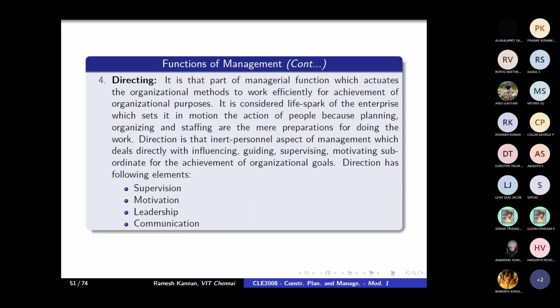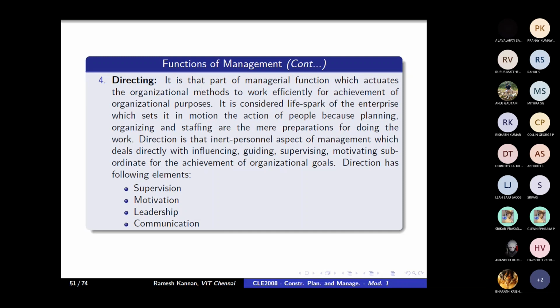The next is directing. Once we do good planning and good organizing, and even provide good employees, the right people for the right job, directing is also very important. All these things are done by human beings. There could be something where we deviate from the actual plan. So in order to put everything on the right track, directing plays a huge role. This is one of the important functions of management.